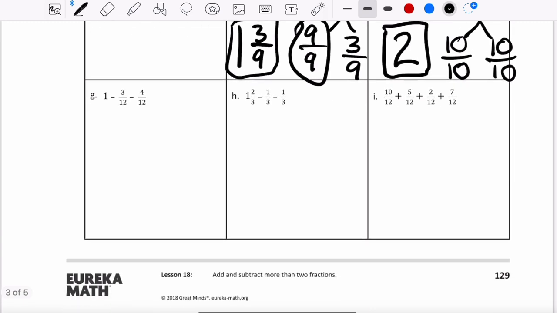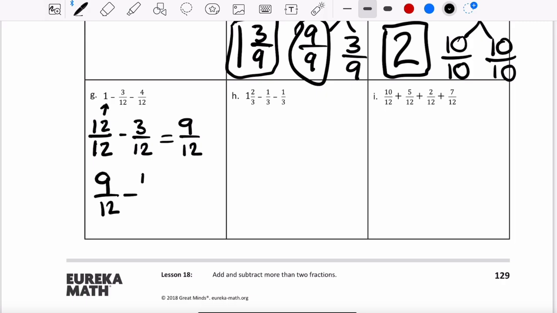Looking at the next one, we have 1 minus 3/12 minus 4/12. We have one whole that we need to change into a fraction. We look at our denominators and we see that both the denominators are 12. So one whole equals 12/12. Now we can take 12/12 minus the 3/12, and that would equal 9/12. Now we could take our 9/12 and minus the 4/12, and that would equal 5/12. So our answer is 5/12.